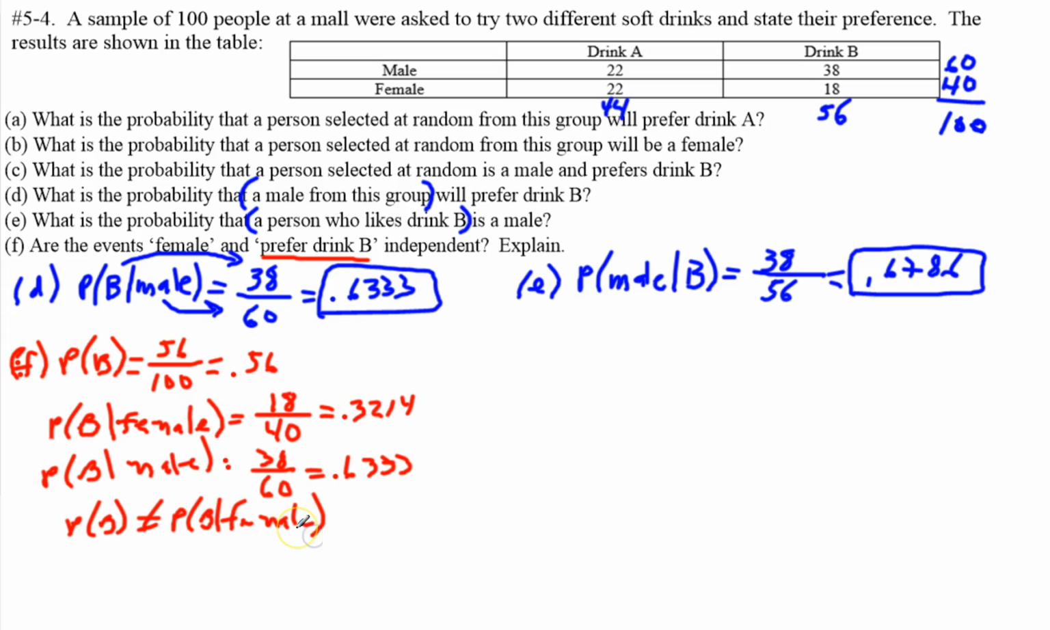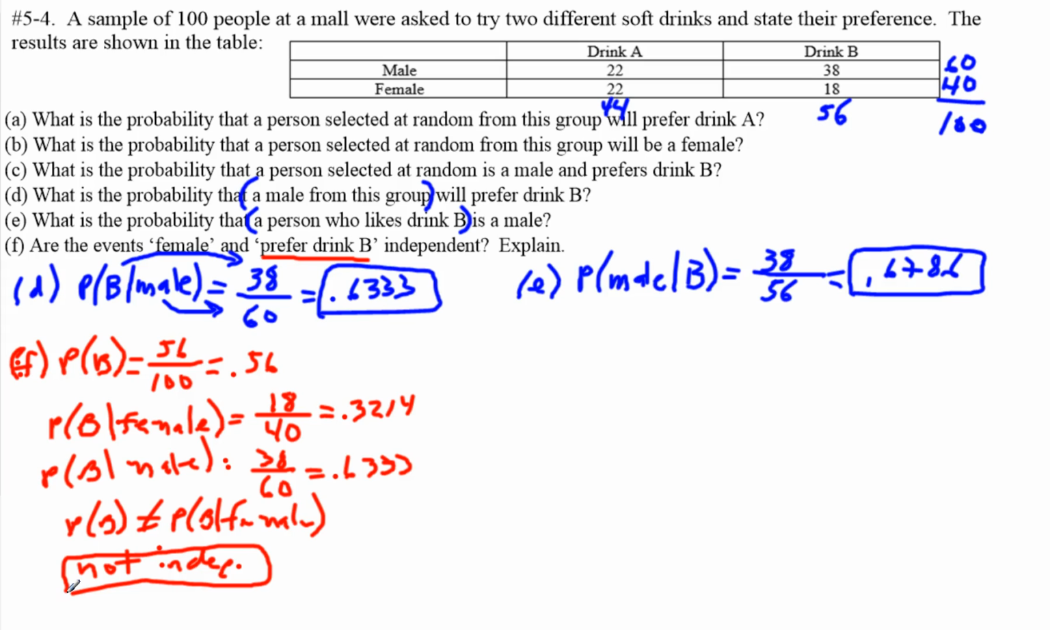Sorry, I'm running on a tablet here, so towards the bottom it's kind of iffy. Then we would say that these are not independent, right? It, in fact, depends on gender, right? Liking B depends on gender.